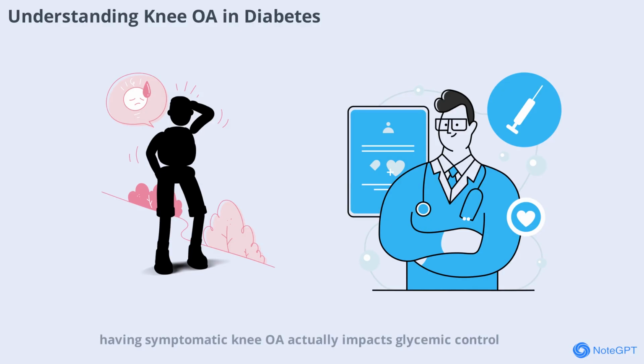The study we're exploring today investigates whether having symptomatic knee OA actually impacts glycemic control, which is crucial for preventing diabetes complications. Let's dive deeper into how these two conditions interact and why this matters for patient outcomes.